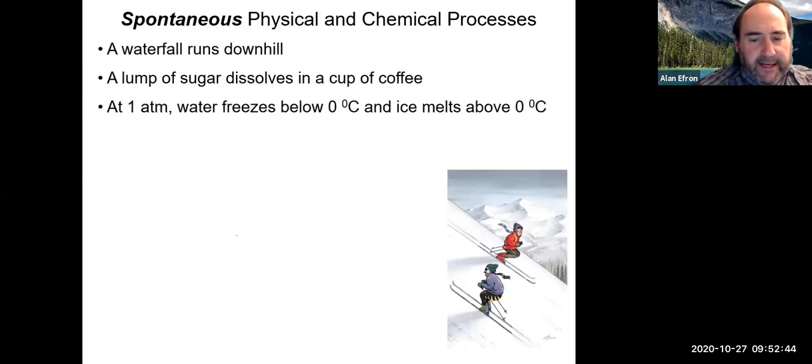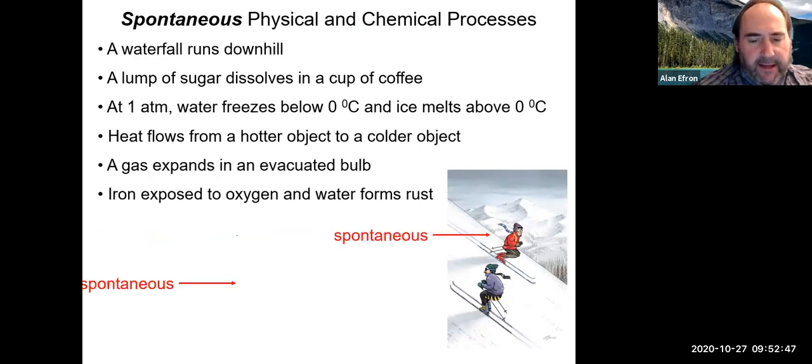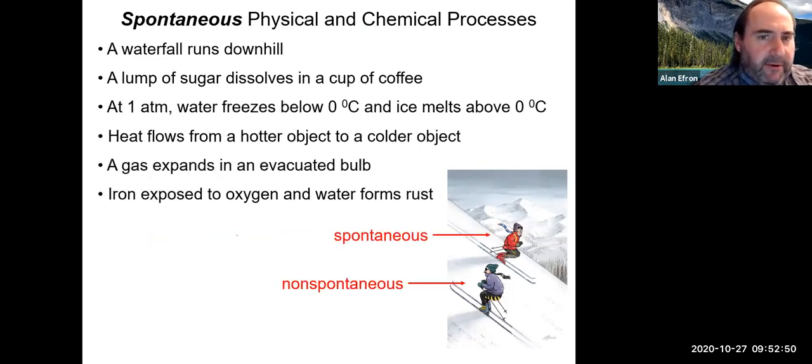So let's talk about some spontaneous processes. These are all spontaneous processes, some physical and chemical. Obviously, water runs down a hill. Sugar will dissolve in a cup of coffee. Ice freezes or melts at 0 degrees Celsius at 1 atmosphere, which is a change of state between solid and liquid, a physical process. Heat always flows from the hotter object to the colder object, so it travels from hot to cold.